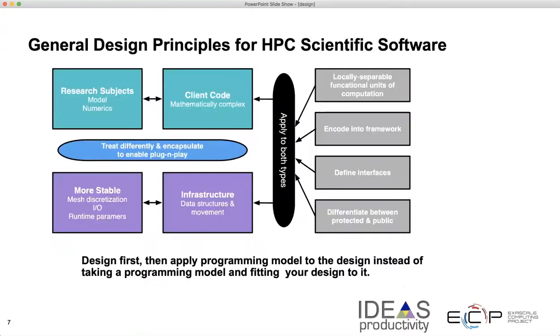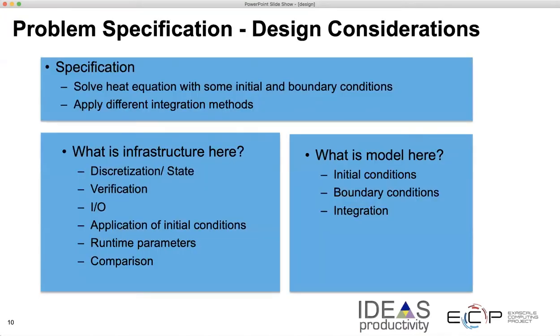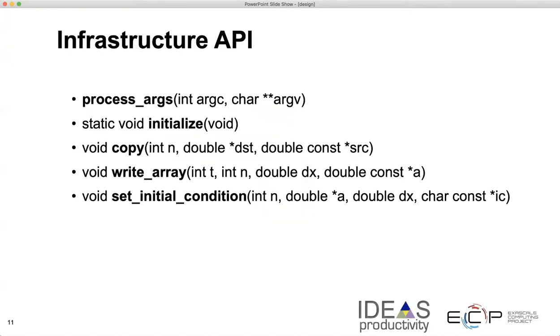So going back to the figure here in terms of what is our infrastructure and what is our client code. The infrastructure here is the discretization and the state, the code bits that exist for verification, the IO, the application of initial conditions, and the runtime parameter and comparison tools. The model here is basically the integration method and the initial conditions and the boundary conditions we are applying to the problem.